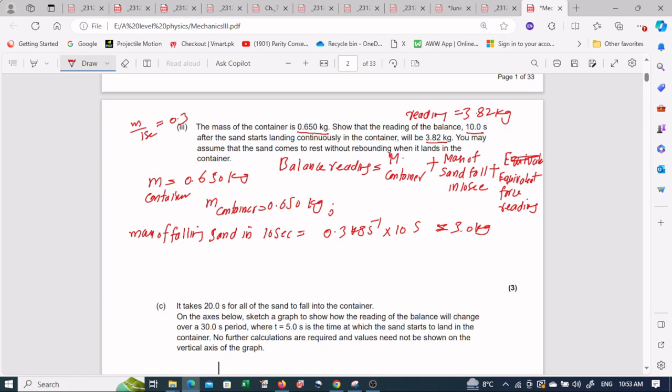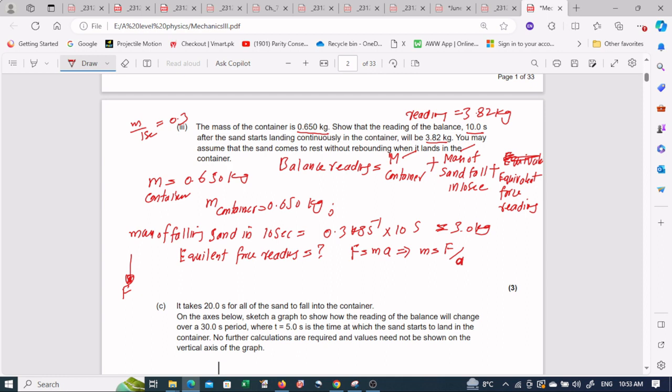Now we know the mass of the container and the mass of the falling sand. As we know, when the sand is falling, it applies a downward force on the container, so the reading must increase. This additional mass is known as the equivalent force reading. This equivalent force reading of the balance can be found using the second law, F is equal to ma, so m is equal to F over a.